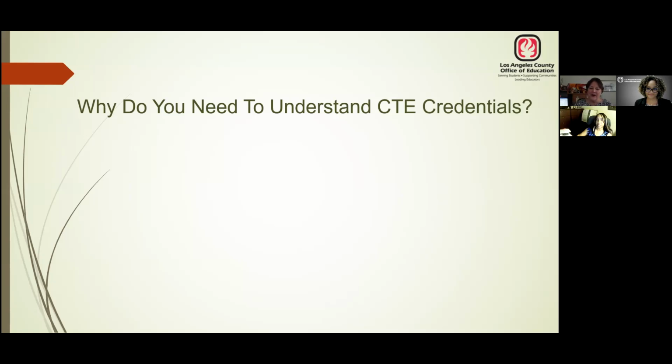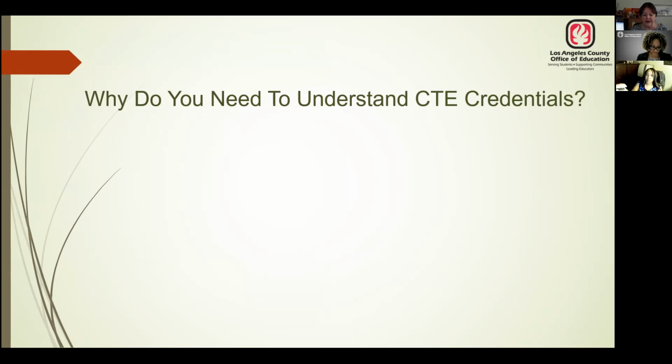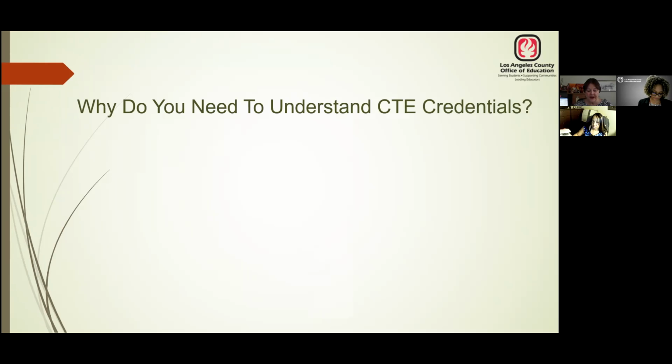Okay, so if you're not an administrator, maybe you're a teacher and you've come on here because you have your own questions about credentials or want to understand more, or maybe you're a counselor, or support staff. Whatever your role is though, if you are an administrator, it's really important that you understand CTE credentials because you have to ensure that each CTE course that is taught is with a qualified instructor as outlined by California law.